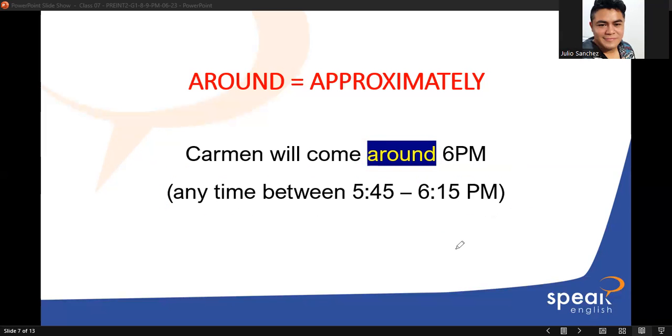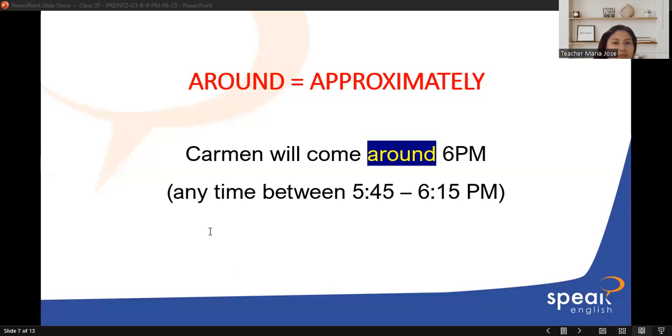Any time between 5:45 to 6:15 p.m. Exactly. Any time. We don't know. The person says around. So it can be 10 minutes before 6, it can be 5 minutes before 6, or maybe 5 minutes after 6. I don't know. The person just says around. So it can be before or after. Okay? I can give you another example. Let me see.